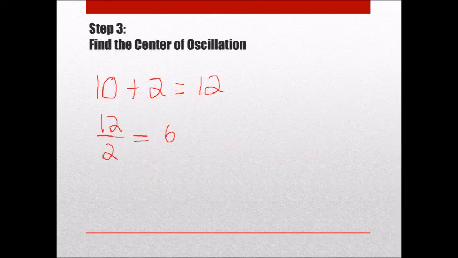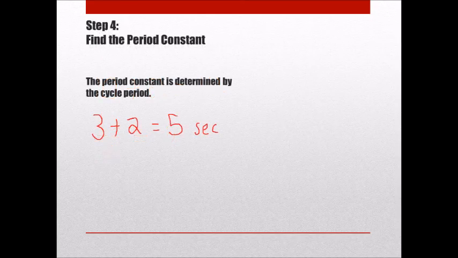The third step is to find the center of oscillation. Oscillation is basically just the act of moving back and forth, like what a swing does. To find this, we must add the max height and the minimum height and halve the sum, almost like we solved for amplitude. k comes out to 6.